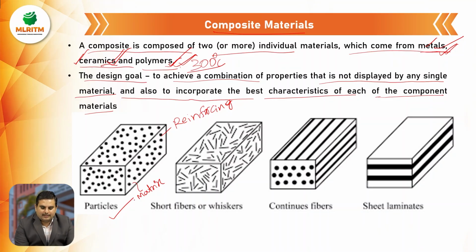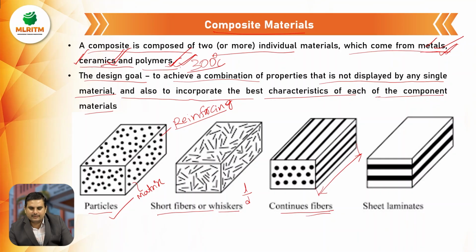These reinforcing particles are very short in size. Short fibers are those where the L by D ratio is very high. Continuous fibers are very large in size, where the length of the fibers is the same as the length of the composite. And we also use sheet laminates.